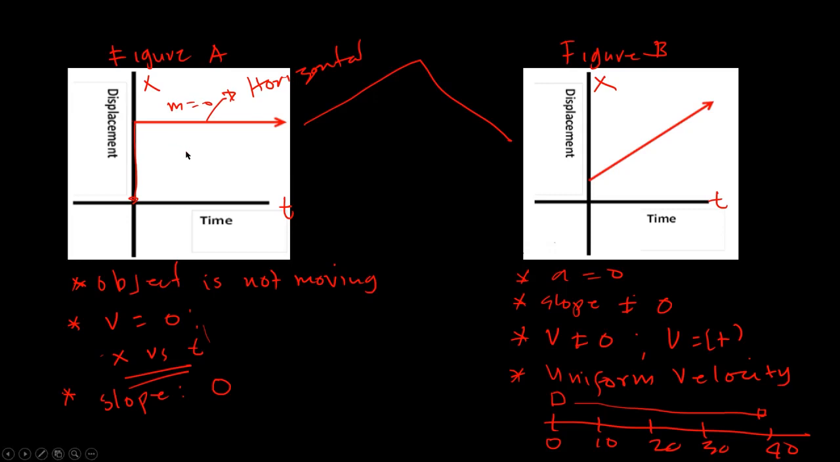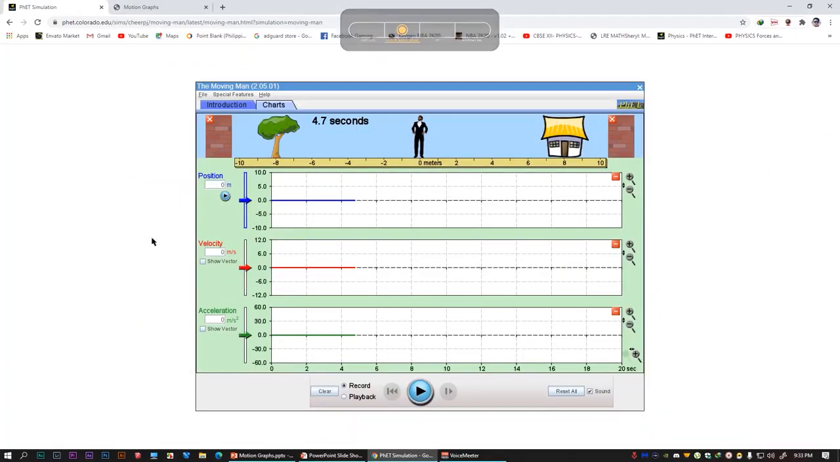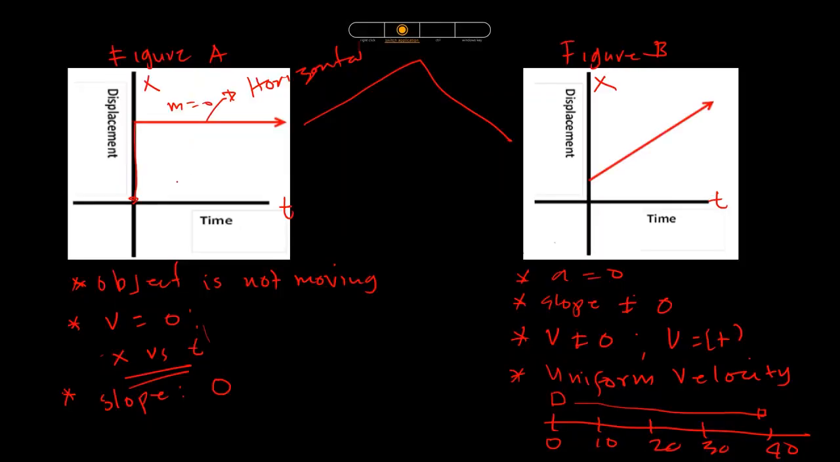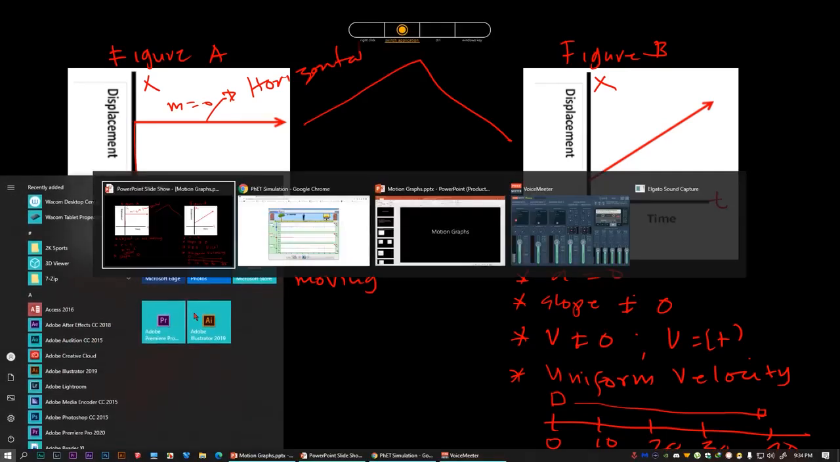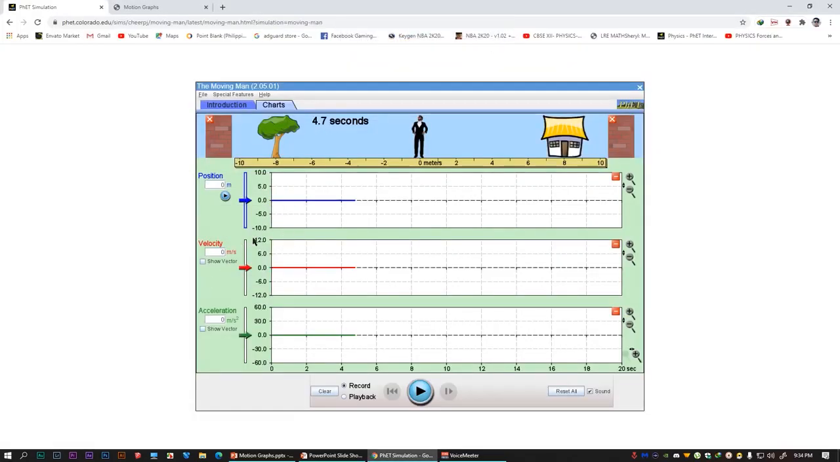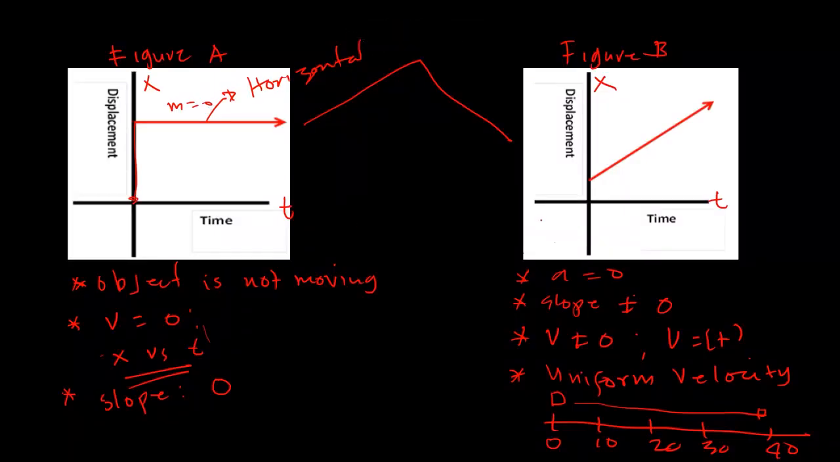When the object is not moving, this is exactly what we have seen here. The graph of the velocity is 0, and the graph of the position over time is still a flat line. Although we have consumed 4.7 seconds, the graph is still flat, as we can see here. The displacement versus time graph has a flat line, which means the slope is 0, and when the slope is 0, the velocity is 0.